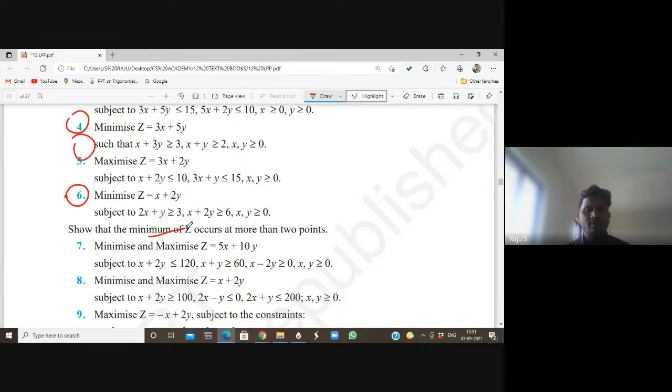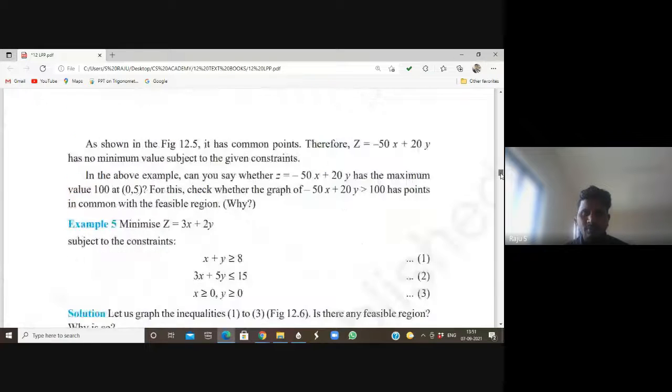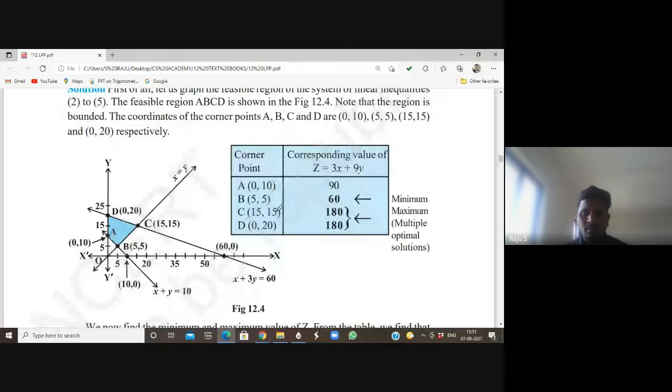Show that the minimum of Z occurs at more than 2 points. More than 2 points means at 2 points we'll get the same value. See here, for example, at 2 different points we got the same value. Multiple optimal solution means maximum at 2 different points. One is 15 comma 15, one is 0 comma 20. At these 2 points it is having maximum. It may be minimum, it may be maximum, but in this question, it has maximum.